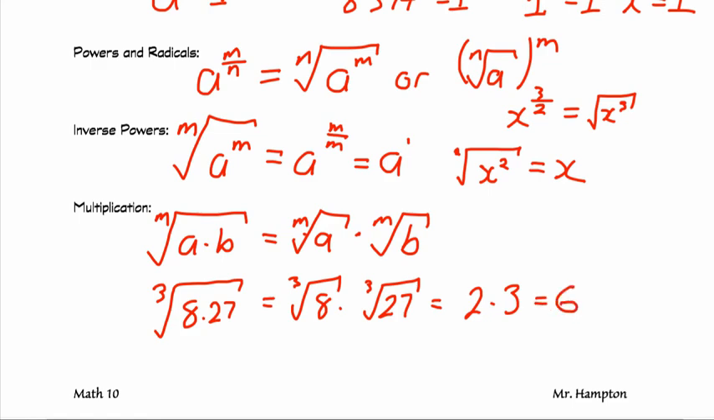Okay? You can also check this by taking the cube root of 8 times 27, which is 216, which gives you 6.